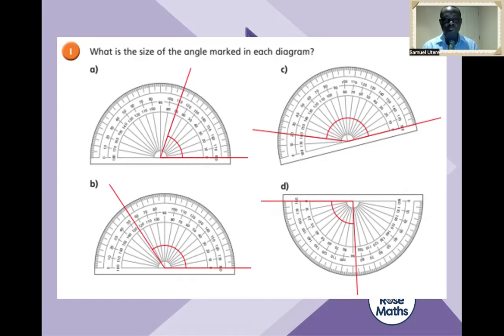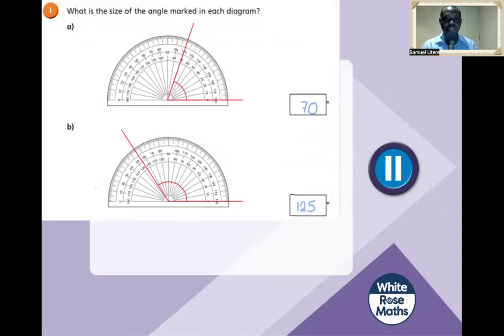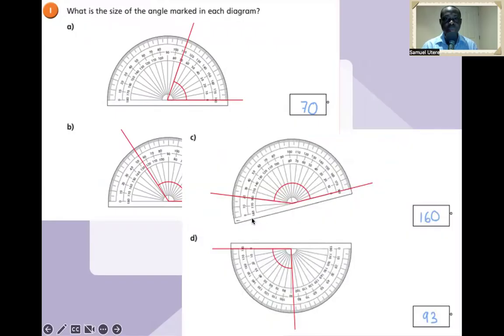Assuming you've paused the video and you've answered question 1, here are the answers. So here you will simply ask, what is the size of the angle marked in each diagram? So the angles are 70 degrees, 125 degrees, respectively. Here is part B, and you can see the angles there. Notice how these are measured.